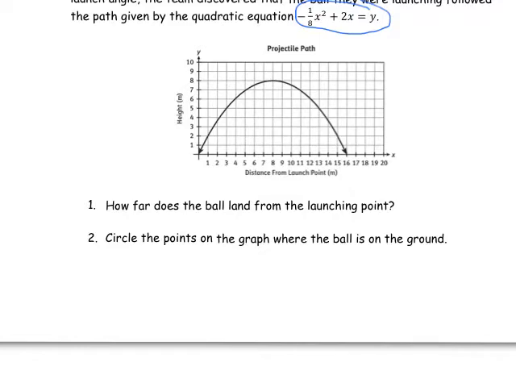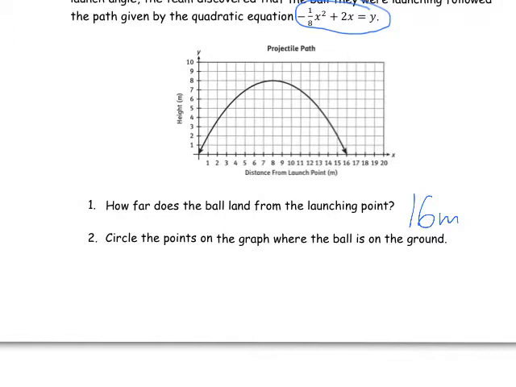Go ahead. Okay, so number 1, how far does the ball land from the launching point? 16 meters. How do you know that? I pay attention to the labels on the graph. This one over here is height, so up and down is obviously the height. This would be the distance that it traveled. It gets shot up in the air, reaches top height, and then comes back down and lands at 16, so 16 meters.